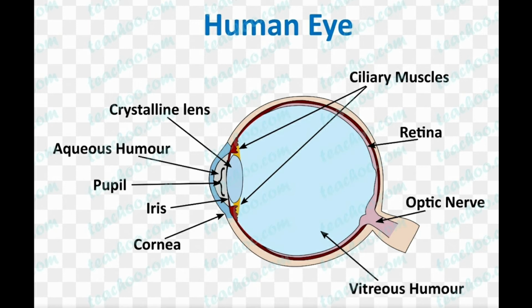The most distant point at which an object can be seen clearly is called the far point of the eye. For a normal eye, the far point is at infinity. The point at the closest distance at which an object can be seen clearly by the eye is called the near point of the eye. For a normal eye, the near point is at 25 cm, which is called the least distance of distinct vision of the normal eye. The distance between the far point and near point of the eye is called the range of vision of the eye.